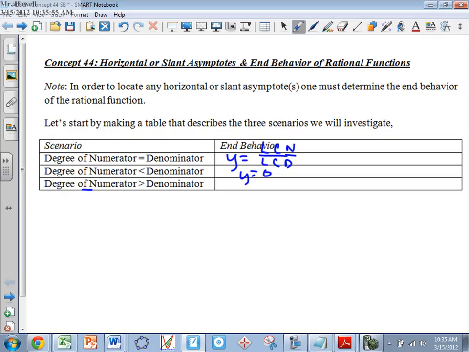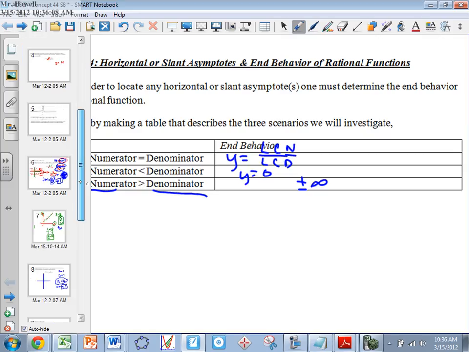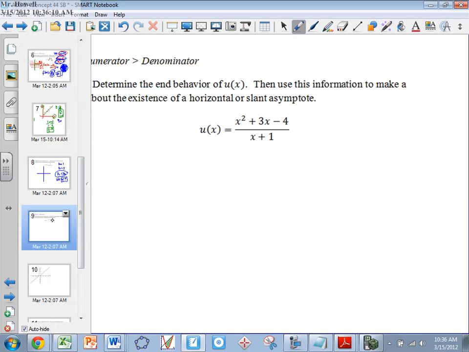When the degree of the numerator is bigger, though, we had this plus or minus infinity. And that was the one that looked kind of weird. So that's what we're going to really focus on now. So let's go ahead and take a look at this example.